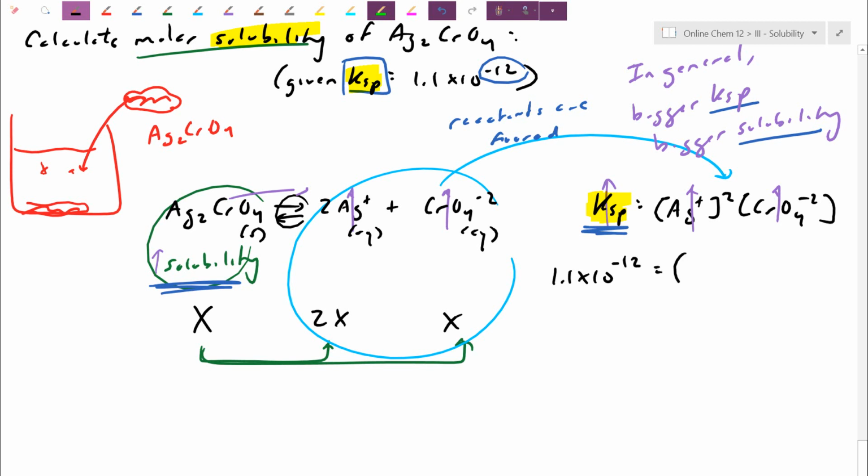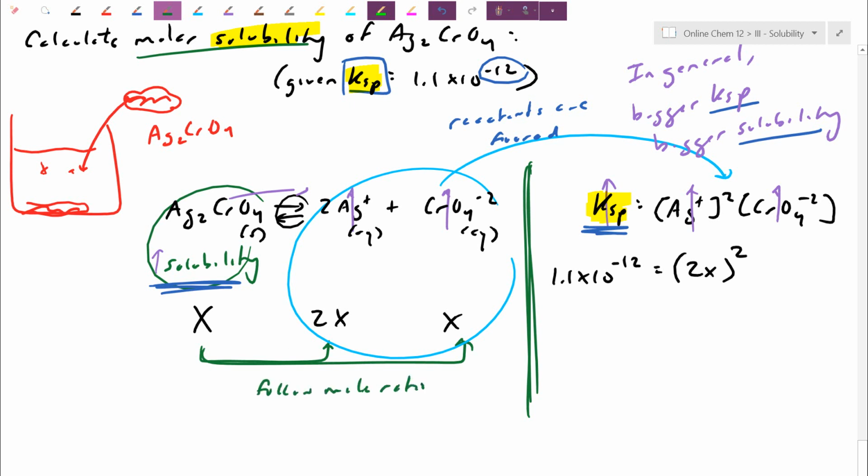Our silver is actually going to be 2x. Do I still need to square it? Definitely. We treat these as two totally separate equations. We did the 2 because we had to follow the mole ratio. So the silver was already doubled. But as I re-express that statement here into the KSP expression, I also need to square it. So effectively, it's been doubled and squared. The chromate here is just going to be an X.